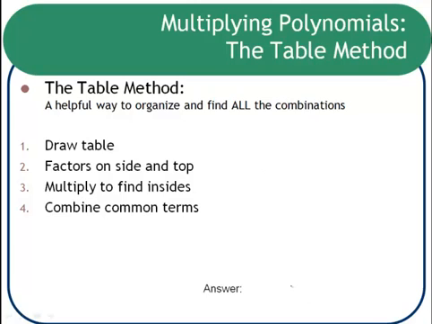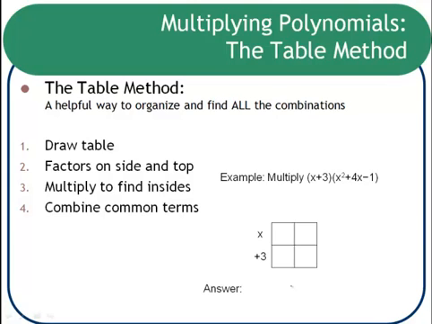So, to do our other example, x plus 3 times x squared plus 4x minus 1, I'll start by drawing a table. And I will list along the side, perhaps, the x and the 3. And then I'll list along the top the terms from our other factor. And here, this factor had 3 terms in it, so I kind of ran out of room. That's easy enough to fix. You just add another column. So instead of having a 2x2 table, you've got a 2x3 table. And just like before, now that we've got our table set up, we multiply. X times x squared is x cubed. And x times 4x is 4x squared. And x times negative 1 is negative 1x.